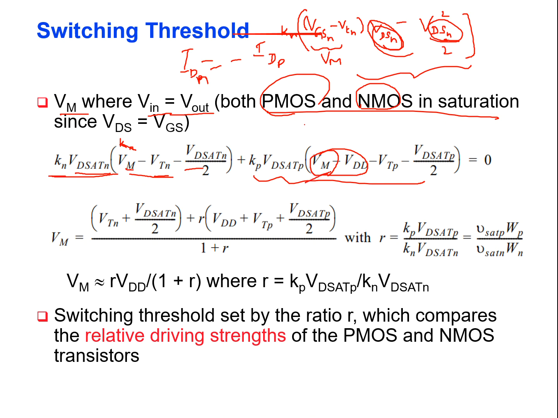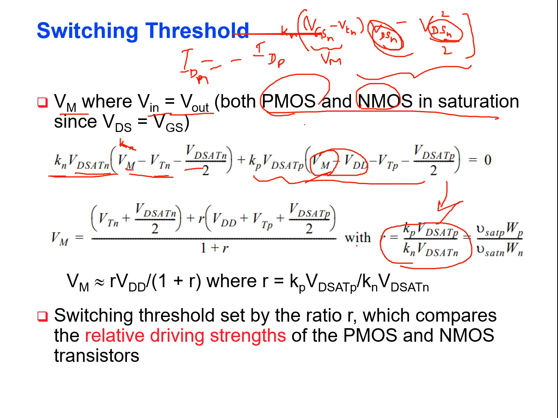On solving for Vm, you will get Vm equal to VTN plus VD saturation N divided by 2 plus R into VDD plus VTP plus VD saturation P divided by 2, all divided by 1 plus R, where R is equal to Kp VD saturation P divided by Kn VD saturation N. Okay, this is your R value, obtained from this equation during the derivation.